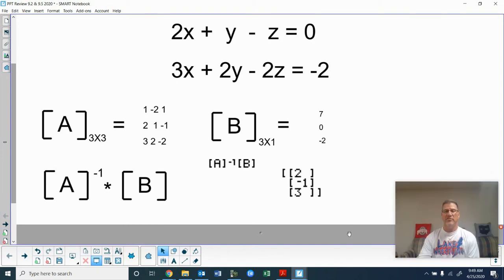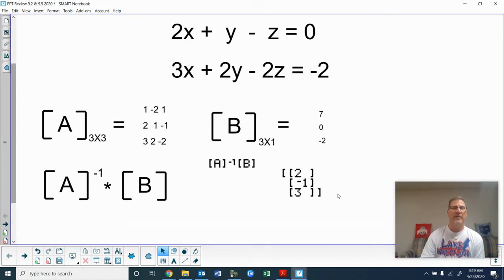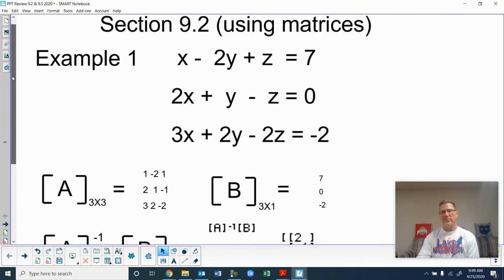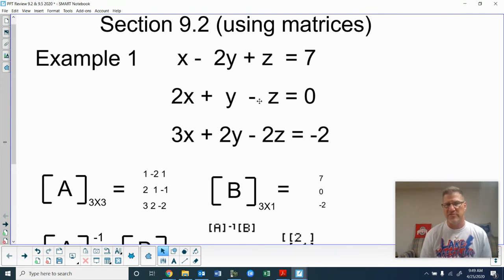All right, so just a quick review of how to use matrices to solve a system of equations that is a 3 by 3. Instead of doing it by hand, by elimination or substitution, which you can do, but it's a lot quicker and easier using our graphing calculator. So that's what we're going to do.